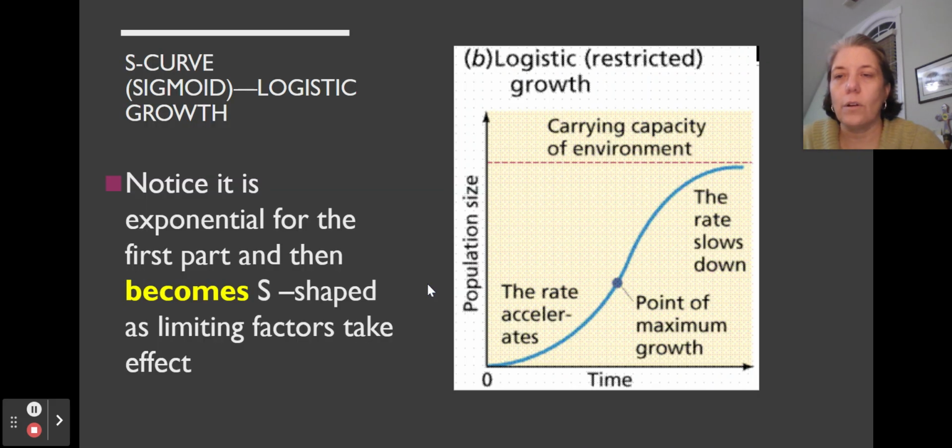Now, a more realistic curve is going to look like this. This is called the S curve or the logistic growth curve. It's exponential for the first part, and then it becomes shaped like an S. This is as limiting factors take effect and slow down the growth rate of the population, and it's reaching carrying capacity. So this is a more realistic type of growth curve. This is what populations are eventually going to get to. You can see it starts out very much like the J curve, but then it starts to slow down and reaches carrying capacity. That's called logistic growth. Most populations are going to get to this point at some point in time as they're growing, and you'll see what that looks like.